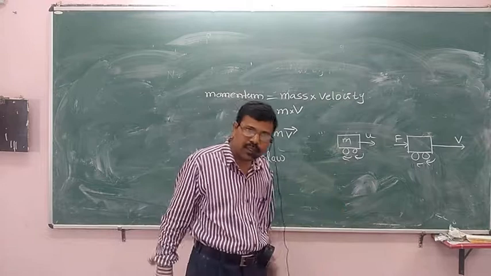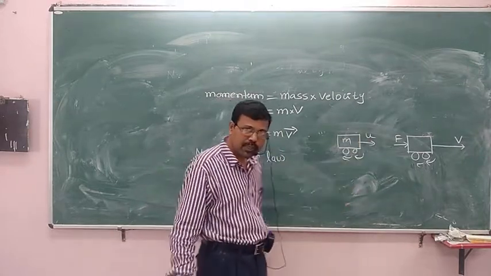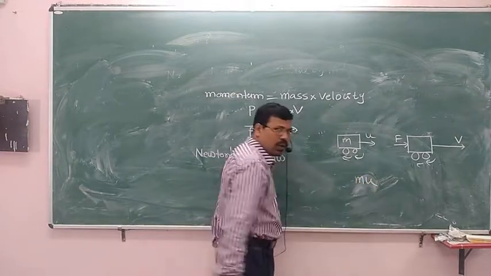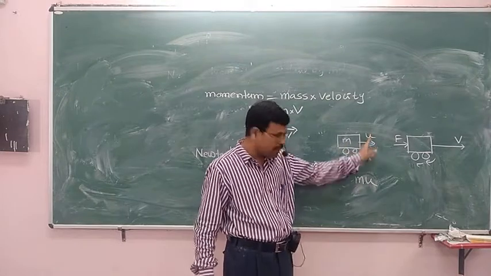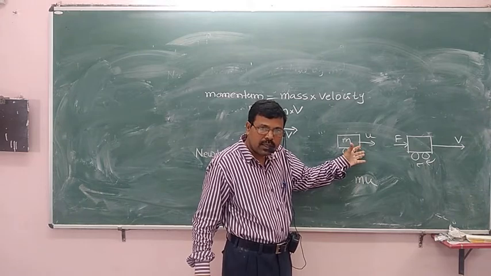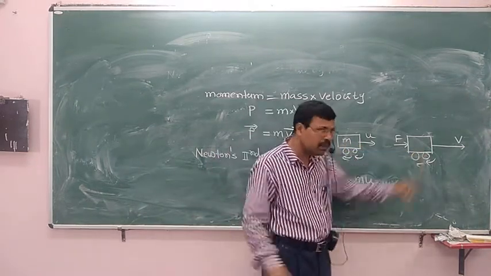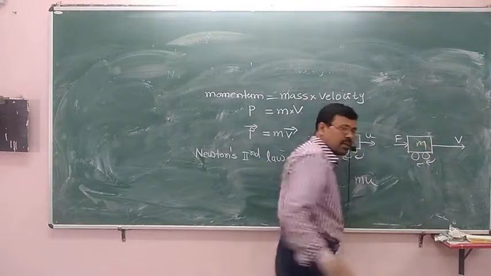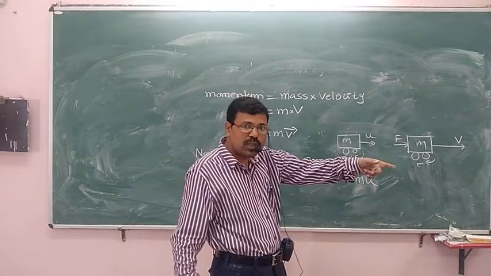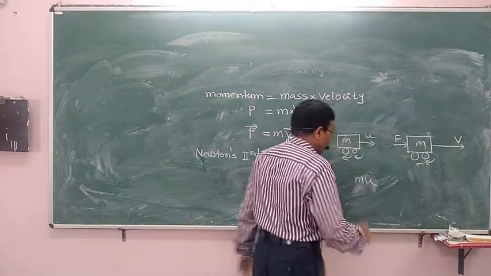When the velocity changes, momentum changes. What is the initial momentum here? m u. Mass into velocity, because the object is moving with some velocity, whose momentum is m into u. What is the final momentum? Mass remains the same. There is no change in mass. Only the velocity changes because force is being applied. So the final momentum is m v.